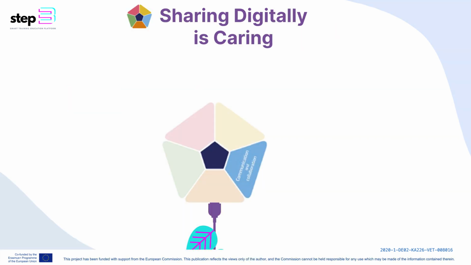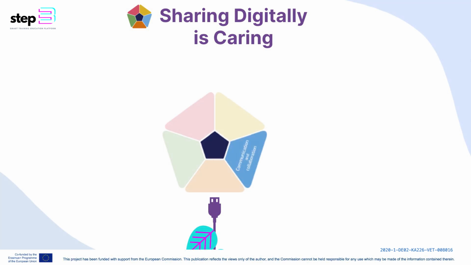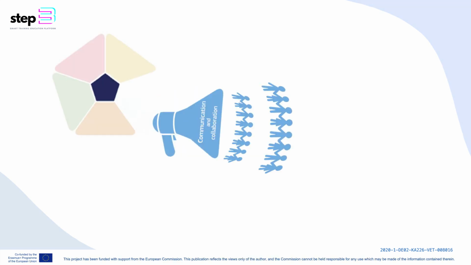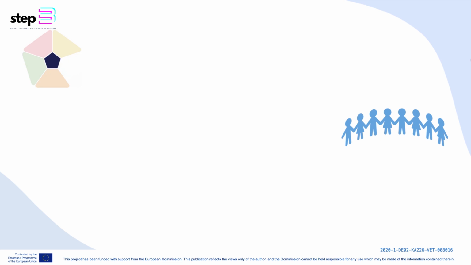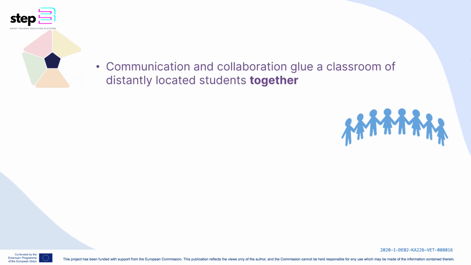What do we mean when we say that the competence of sharing through digital technologies belongs to the competence area of communication and collaboration? This competence area is about transferring knowledge from the teachers and the peers to the student and making sure that everybody helps with the processes, given the difficulties that can arise with devices and coordination distantly and from home. Communication and collaboration glue a classroom of distantly located students together.